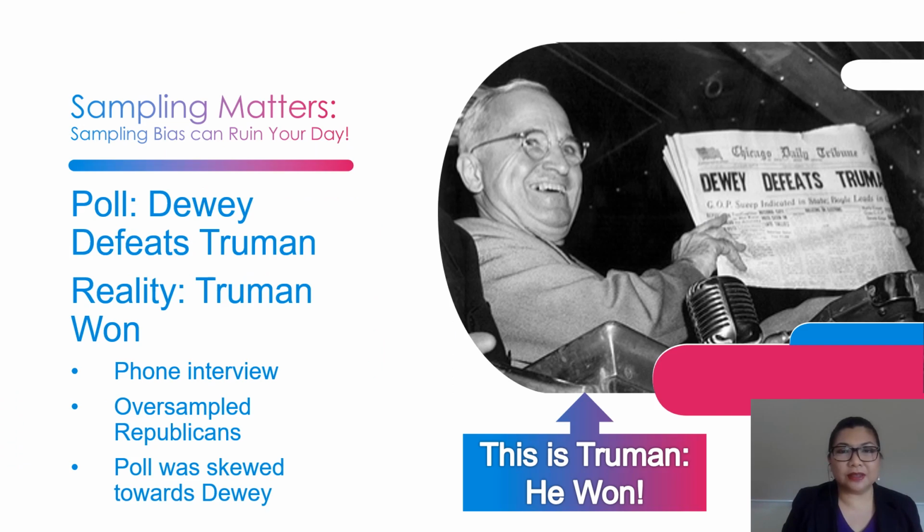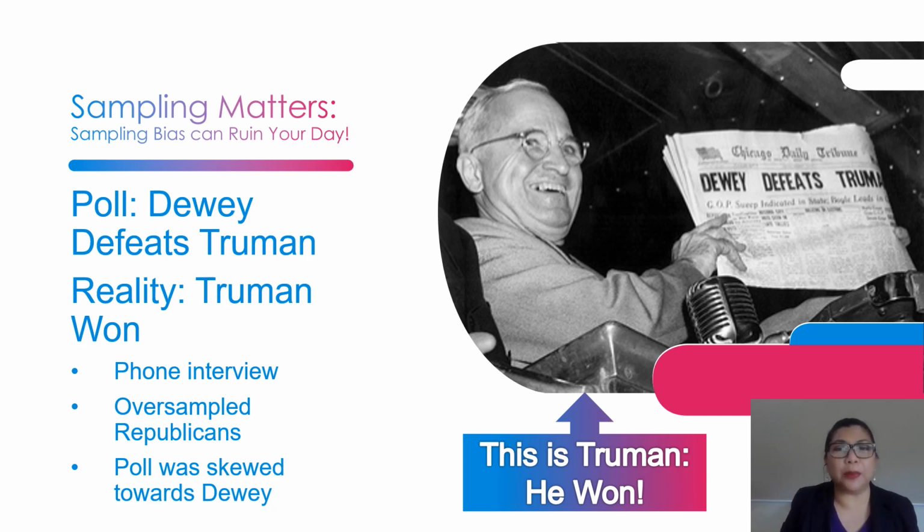At the outset, we have to establish that sampling matters. So this is a story of a presidential election poll which highlights the importance of doing sampling the right way. The newspaper Chicago Tribune conducted a poll that projected Dewey's win over Truman in an American presidential election. However, the actual result was that Truman won the presidential election by a wide margin.